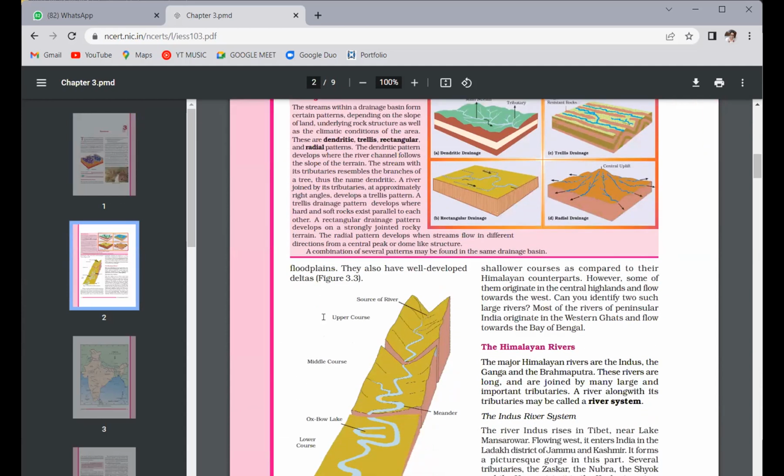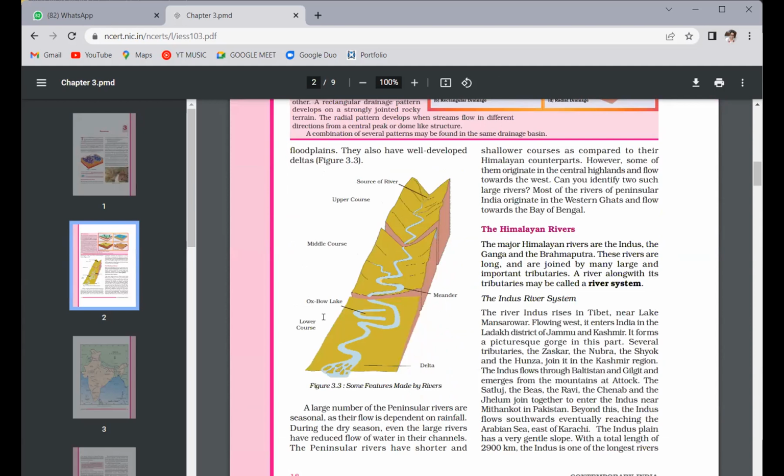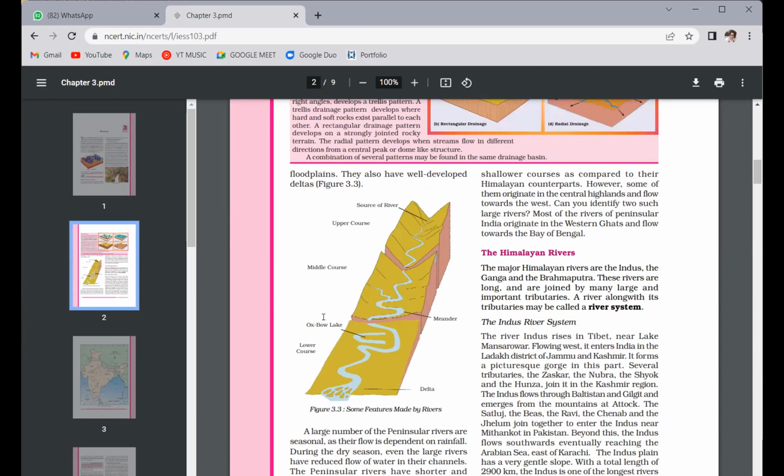A large number of peninsular rivers are seasonal as they are dependent on rainfall. During the dry season, even the large rivers have reduced flow of water in their channels. The peninsular rivers have shorter and shallower courses as compared to their Himalayan counterparts. However, some of them originate in the central highlands and flow towards the west. Can you identify two such large rivers?